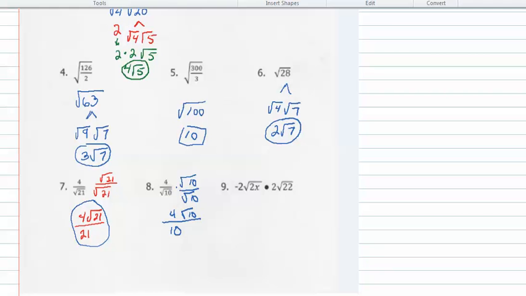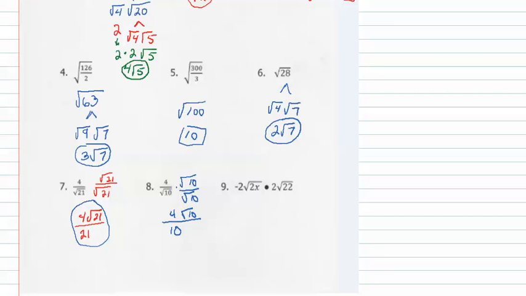Then I look and see I have numbers now. Can the 4 and the 10 be simplified? Well, 2 times 2 is 4, so 2 will go into 4 2 times. 2 will go into 10 5 times. So now I've got 2 radical 10 over 5. And I look at the radical 10 and say, can that be simplified anymore? And it cannot. There's nothing that's a perfect square within radical 10, so there's my answer for number 8.